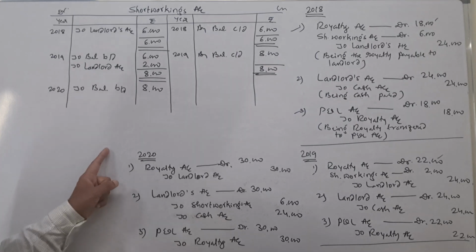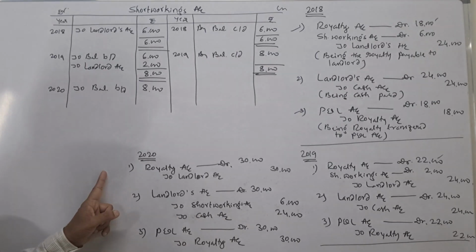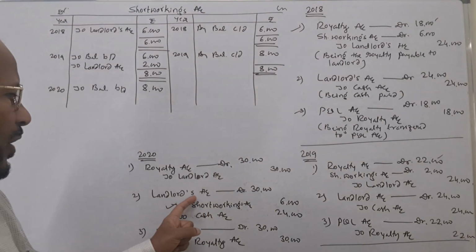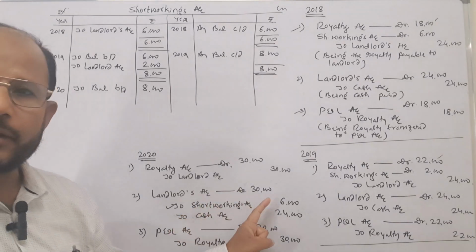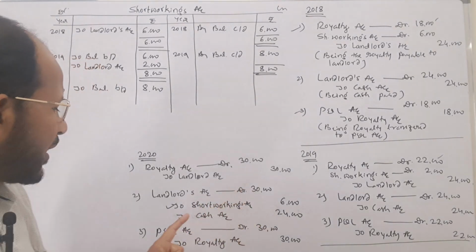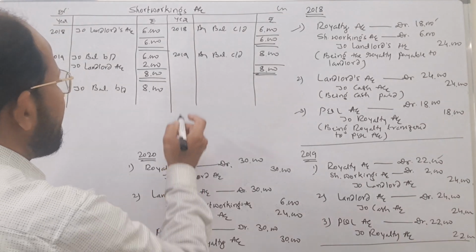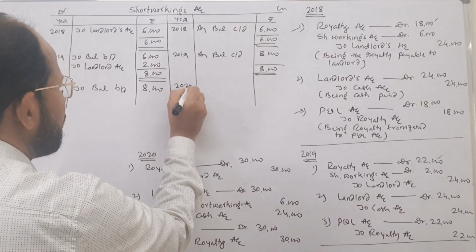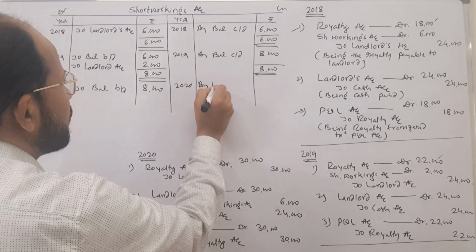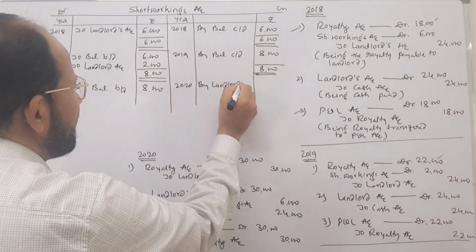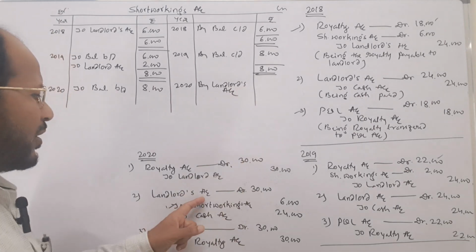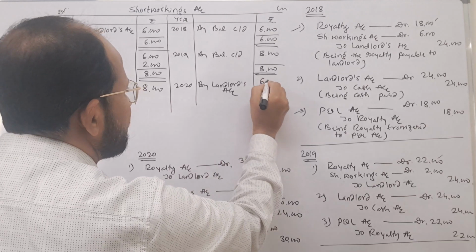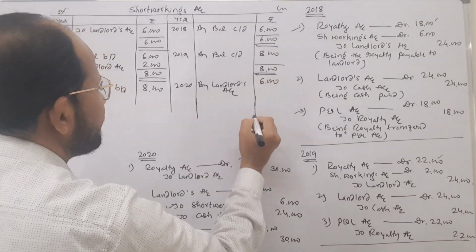Okay. Now you see in the year 2020, short working is recovered. How much? Rupees 6,000. Landlord's account is debited. Short workings account is credited with the amount of rupees 6,000. That is why here short workings account is to be credited in the year 2020. We have to write the opposite account. Which is the opposite account here? Landlord. Landlord's account is to be written here. What is the amount recovered? Rupees 6,000 is recovered.